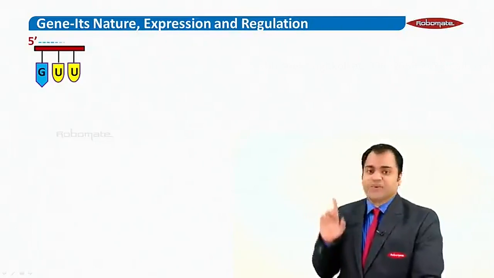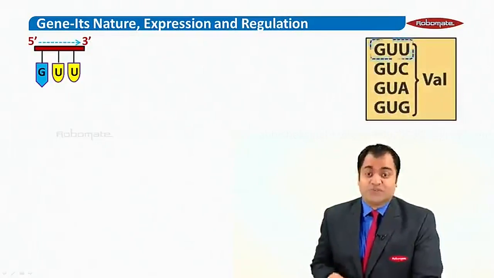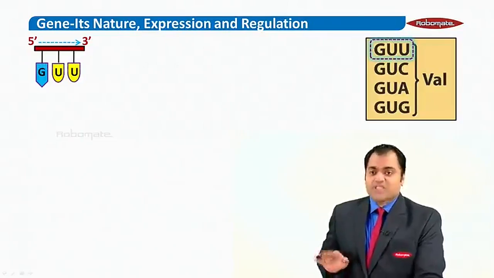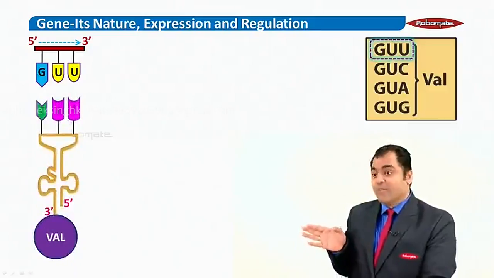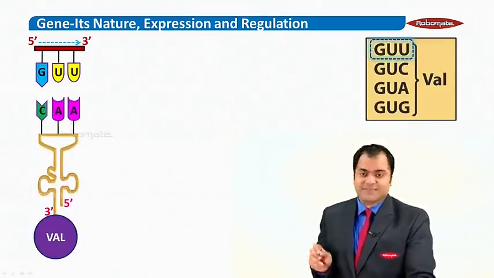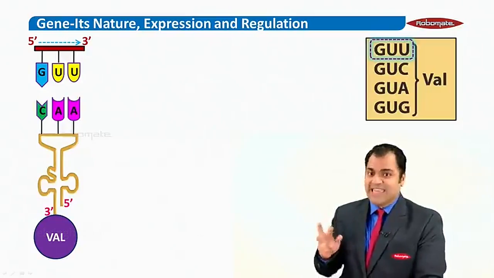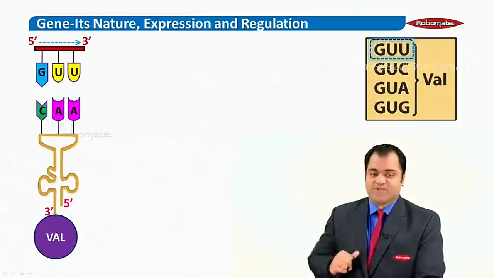If you read this from 5' to 3', you know that GUU codes for valine. You can look above me there. So if GUU codes for valine, then the tRNA will bring valine to the site. Now look at the anticodon of tRNA. It has to be CAA. Remember, because anticodon and codon are complementary.